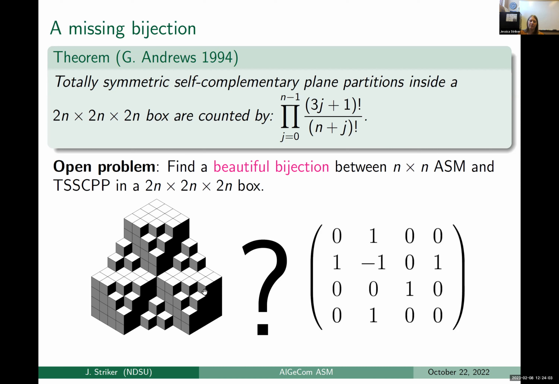But one would want to take one of these totally symmetric self-complementary plane partitions and turn them into an alternating sign matrix in an invertible way, right? We would like to have a meaningful bijection between these two sets of objects.